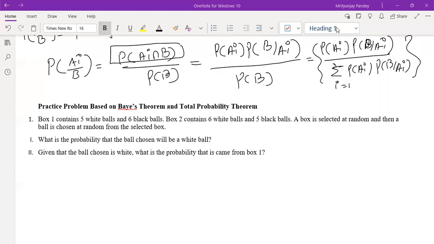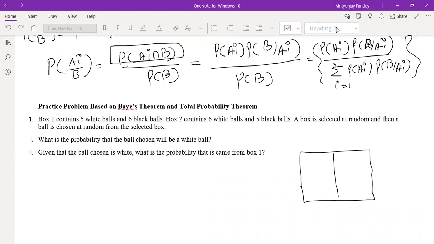So in this question there are two boxes. So first of all, you make two boxes together. This is your box one, and suppose that the name of box one is A1, and this is A2, that is box 2. In first box there are five white and 6 black. In second box, that is 6 white and 5 black. Now your first question, what is the probability that the ball chosen will be white?